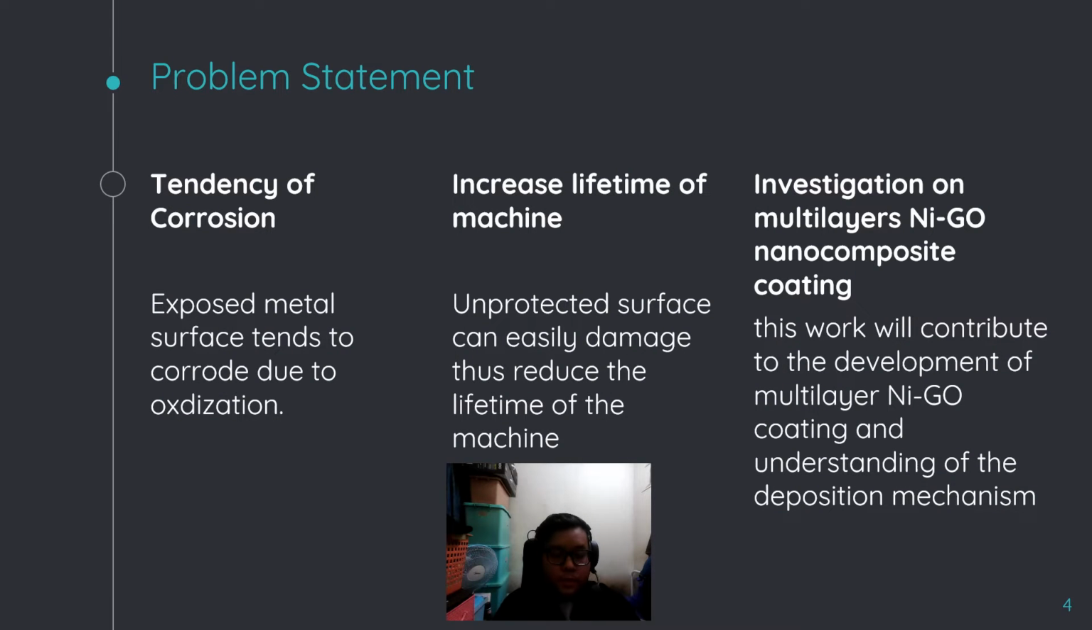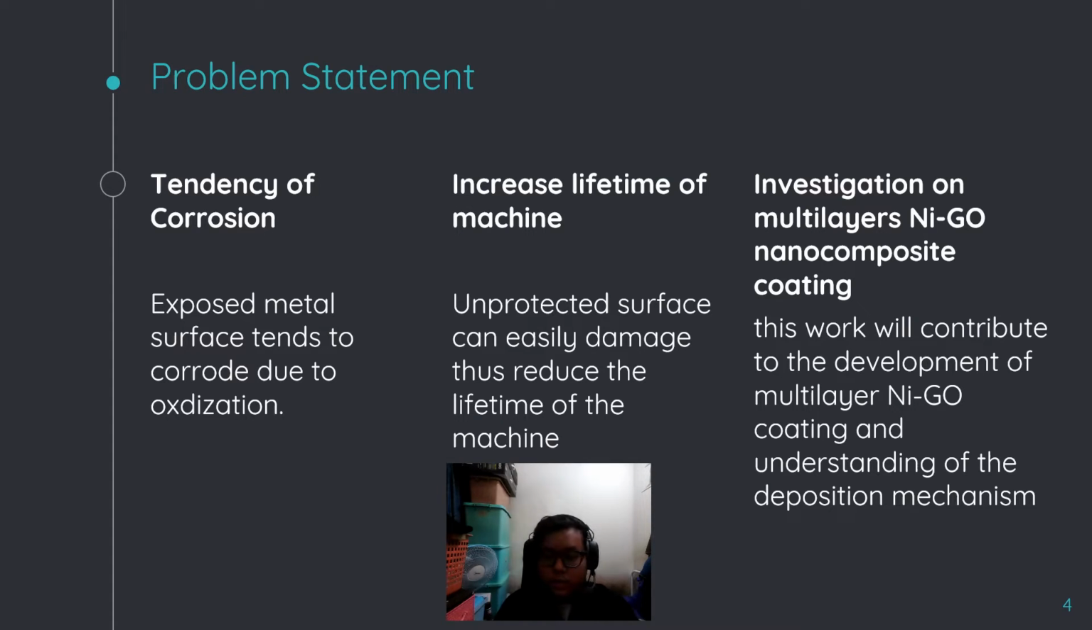Next, I will talk about the problem statement of the project. First is the tendency of corrosion of metal. Exposed metal surface tend to corrode due to oxidation reaction, especially when it's unprotected. Second is increased lifetime of a machine. Unprotected surface can easily damage, thus reduce the lifetime of the machine and increase the cost of operation to operate the machine.